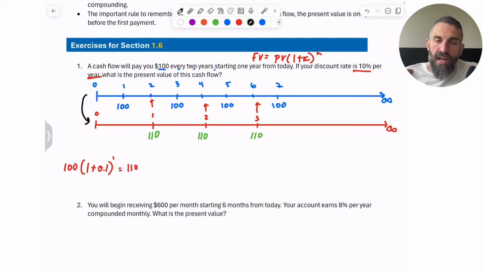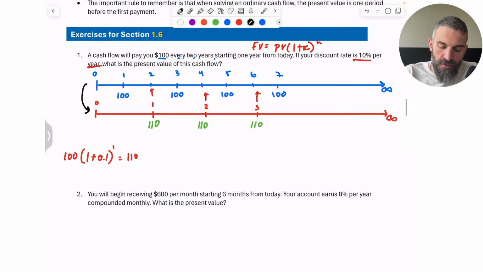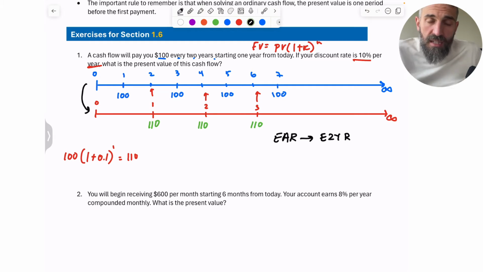Now, because you have a 2-year pattern, your frequency is 2 years, we're going to need to convert our effective annual rate into an effective 2-year rate, right? Again, we learned in the previous lesson that when you're solving the present value of an annuity or a perpetuity, your discount rate has to match the frequency of your payments. So now is the part of the question where we're dealing with the annuity or the perpetuity.